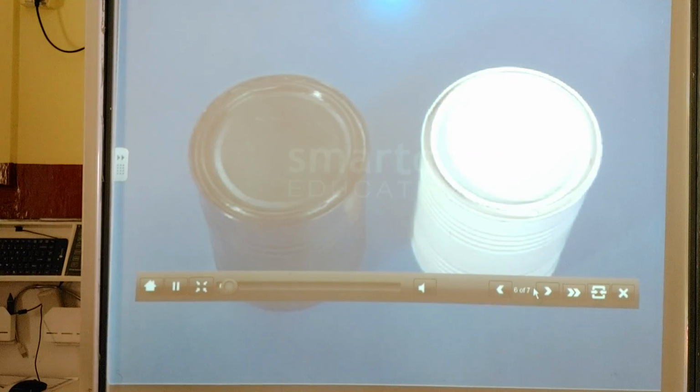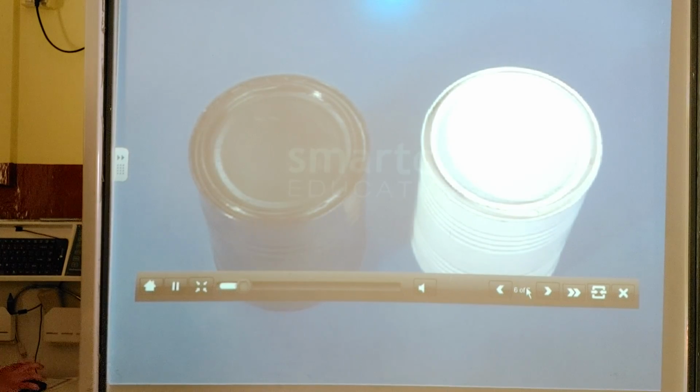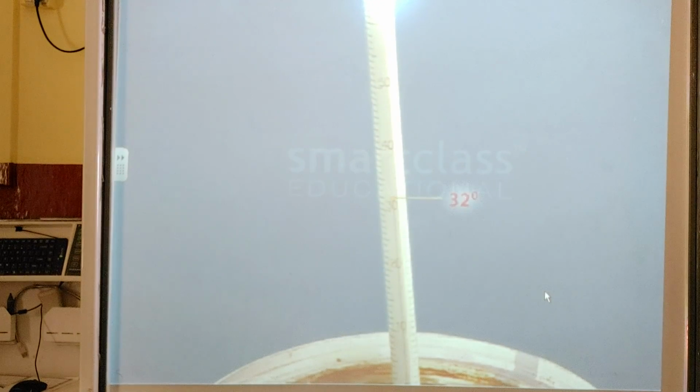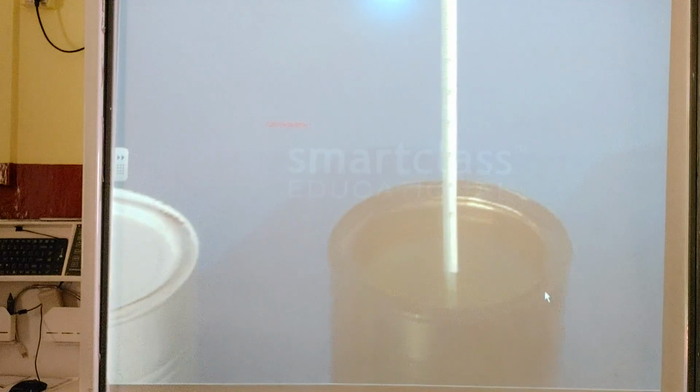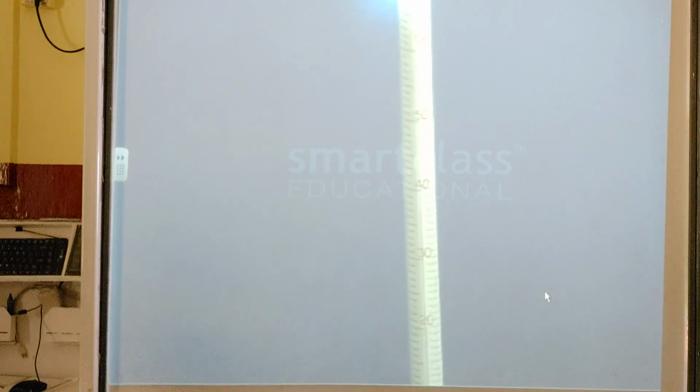After that, check the temperature of water in both the cans placed in the sunlight. It may have risen by now. Let us check. First, measure the temperature of water in the white can. It is 32 degrees Celsius. What about the temperature of water in the black can? It is 37 degrees Celsius. The temperature of water in the black can is higher.